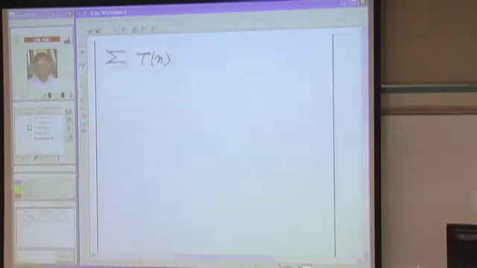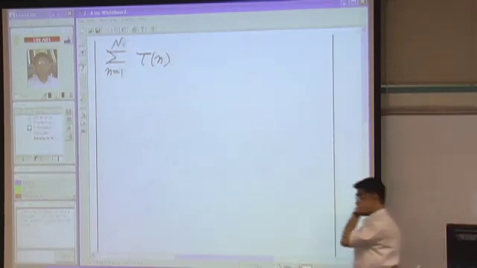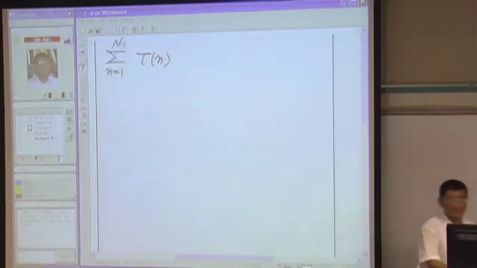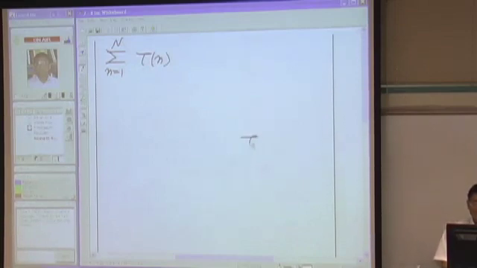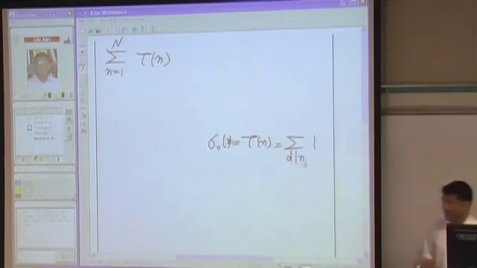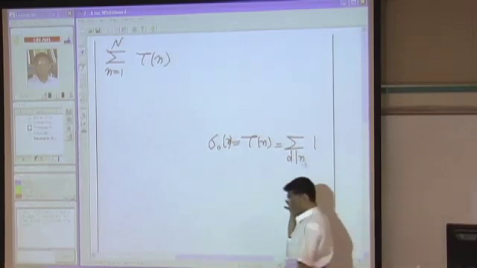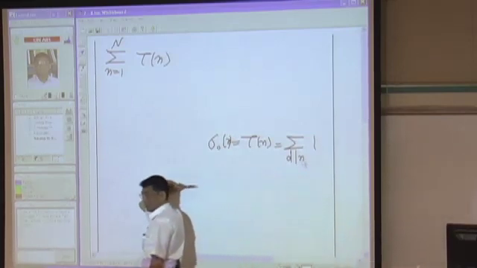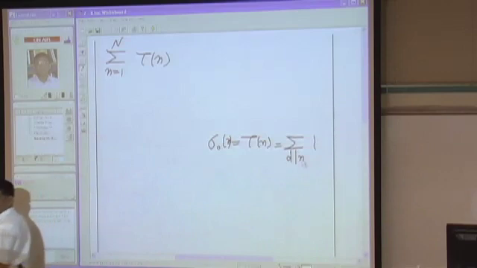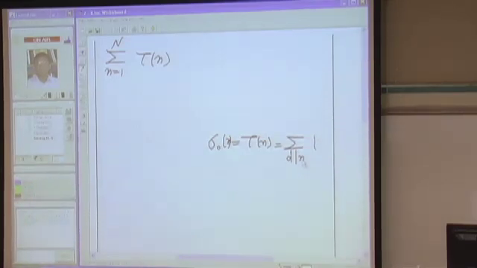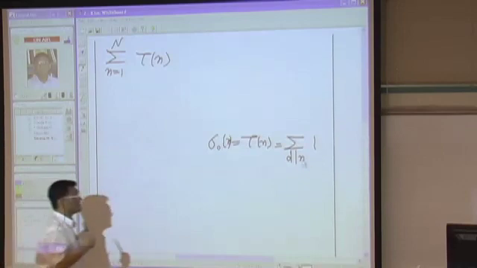I am adding these things from 1 through n. But no, you should know the fact. Tau n, or generally sigma 0 n, is nothing but the sum of ones over divisors, right? Do you see? So the number of divisors is defined by the sum of ones. Each time it divides, it adds 1. So this is the fact.